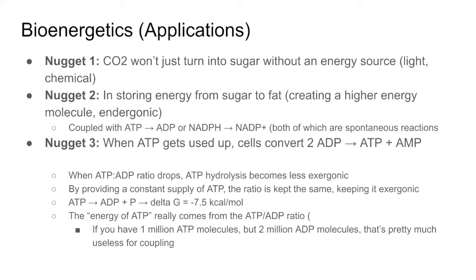It's not spontaneous. Nugget 2, if you are storing energy from sugar to fat, that's an endergonic process, you need to couple it with something spontaneous. And so what you'll learn later in the future, if you do this process of sugar to fat, which is endergonic, we actually couple it with two things. So sugar to fat is a very positive delta G, whereas ATP to ADP and P is a negative delta G.